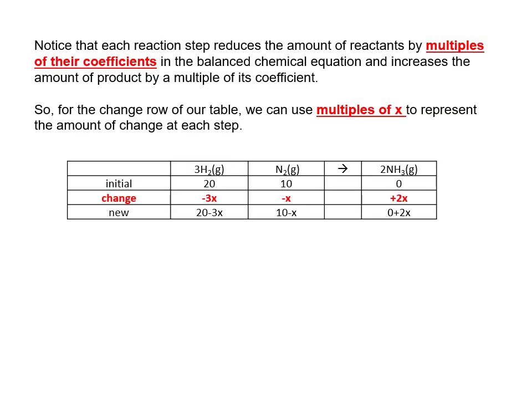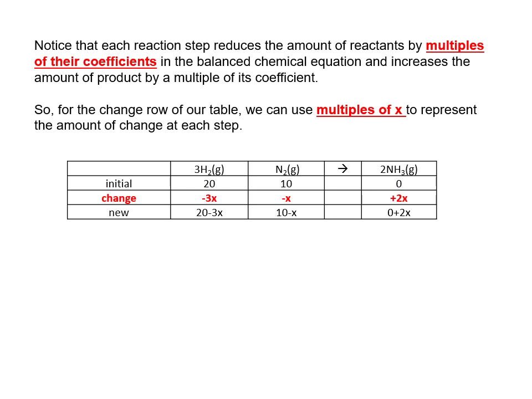Notice that each reaction step reduces the amount of reactants by multiples of their coefficients in the balanced chemical equation, and increases the amount of product by a multiple of its coefficient. In this case, since there is a coefficient of 3 for hydrogen, we can use -3x as the change for hydrogen. The change for nitrogen is represented as -x, and the change for ammonia is represented as +2x.